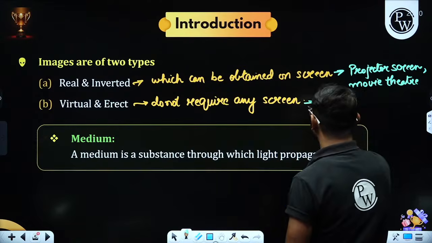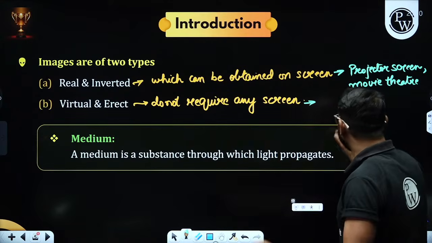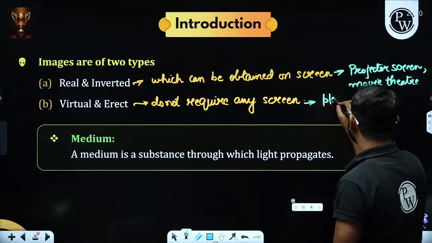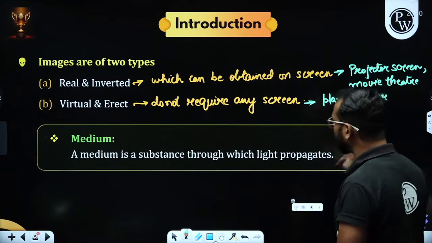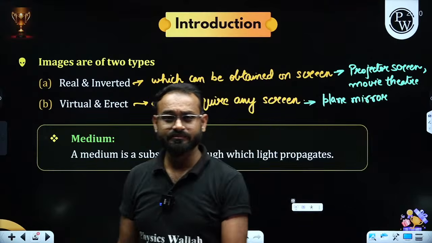Whereas the images which do not require any screen will be obtained in a plane mirror. There are other sources also where we would be able to find virtual images.